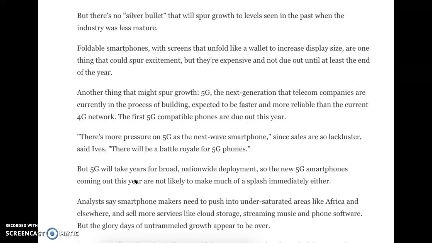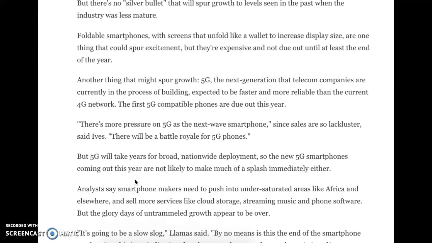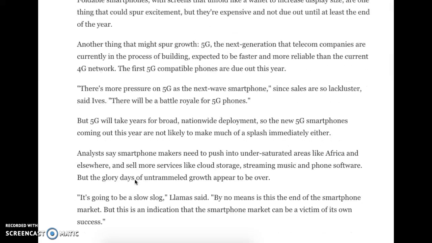"There's more pressure on 5G as the next wave smartphone, since sales are so lackluster," said Ives. "There will be a battle royale for 5G phones." But 5G will take years for broad nationwide deployment, so the new 5G smartphones coming out this year are not likely to make much of a splash immediately either.